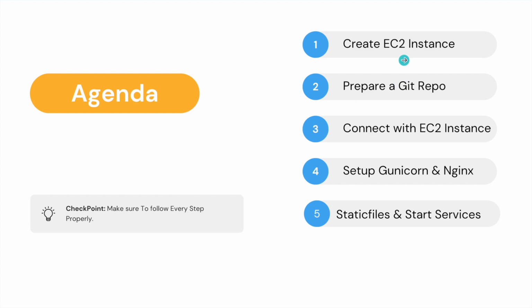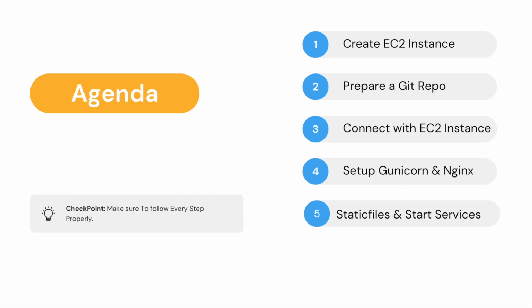First of all, we will create our AWS EC2 instance. Then we will clone a Git repo, and then we will connect with the EC2 instance using SSH. And then we will set up Gunicorn and Nginx, and then we will load static files and start services. Then we will test our application in the browser.